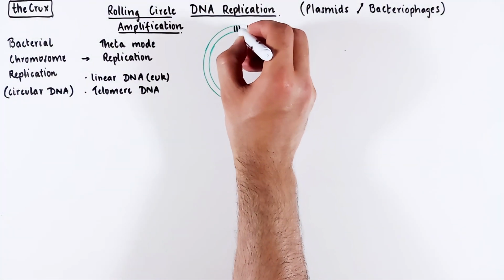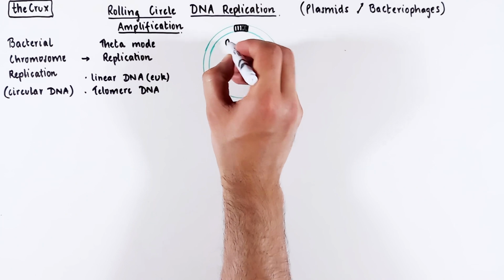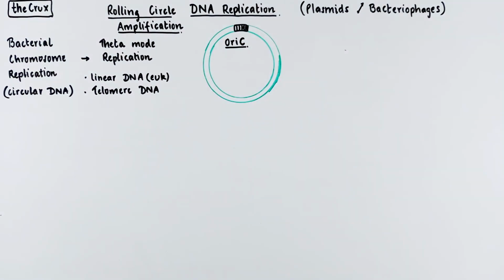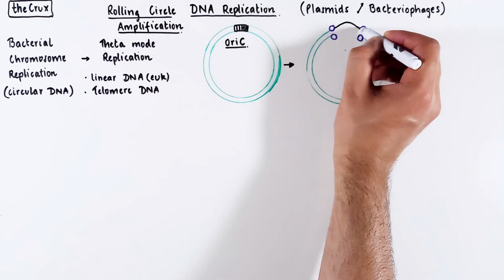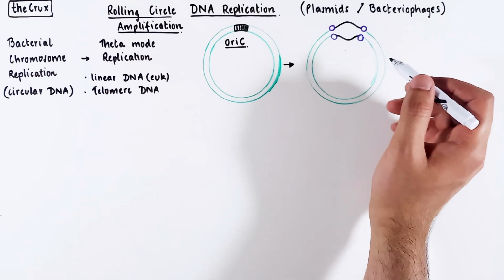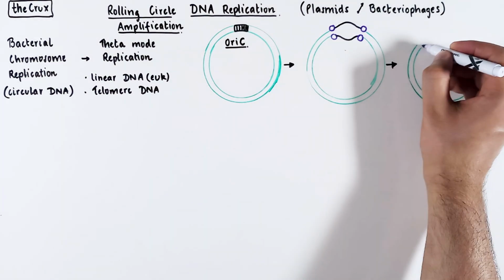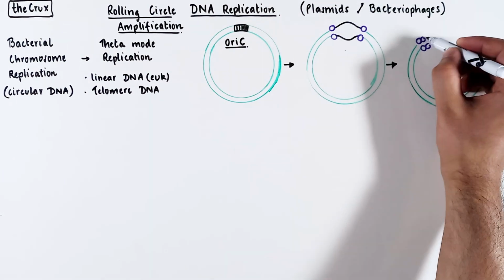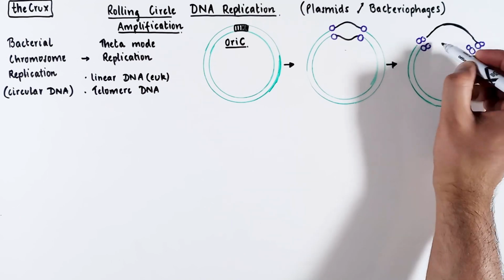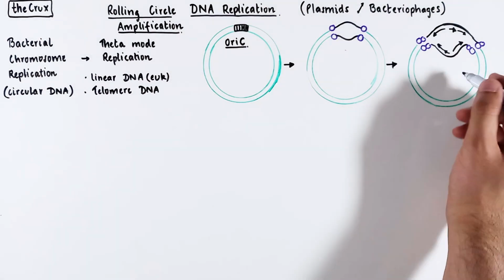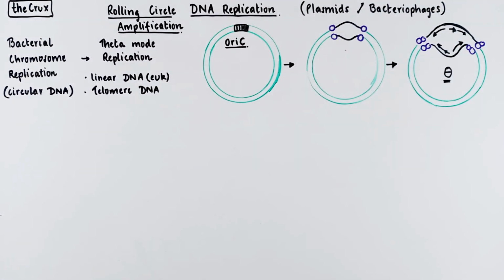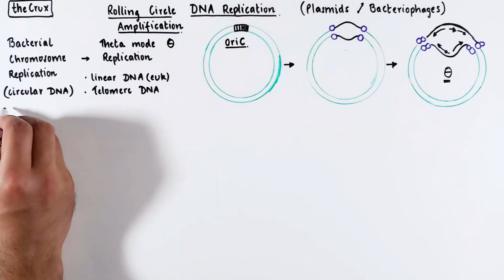The theta mode, used to copy bacterial chromosome, starts with a single initiation point called origin of replication. In E. coli, we call it the ORI-C. Then a bunch of initiating proteins assemble at the origin and expose the single strands of the DNA, which is called the replication bubble. These single strands then become targets for replication fork assembly. The bubble expands as the replication fork moves. And this looks like the Greek letter theta. So we call it the theta mode of DNA replication.